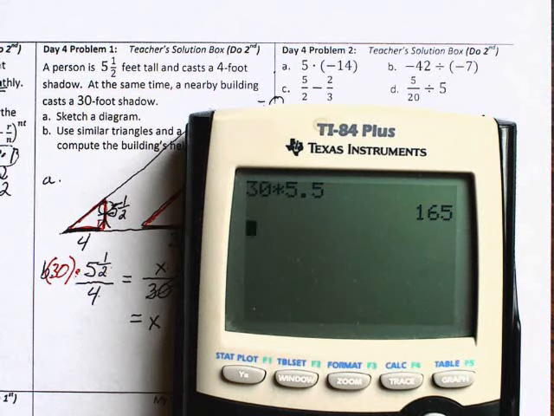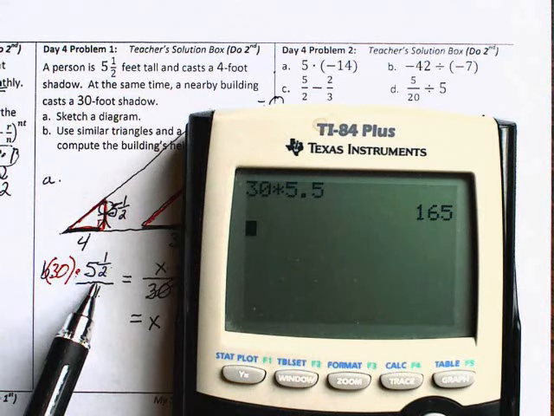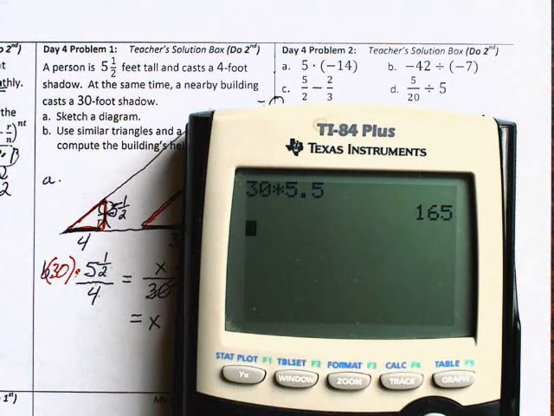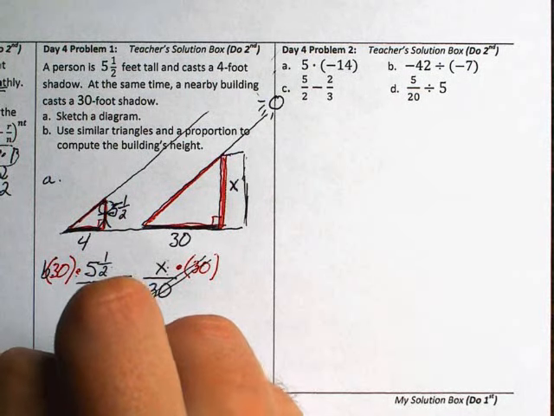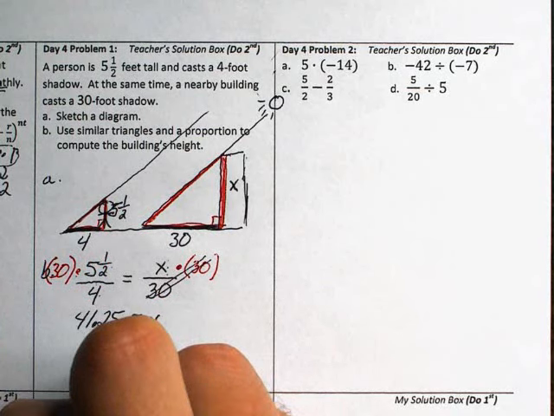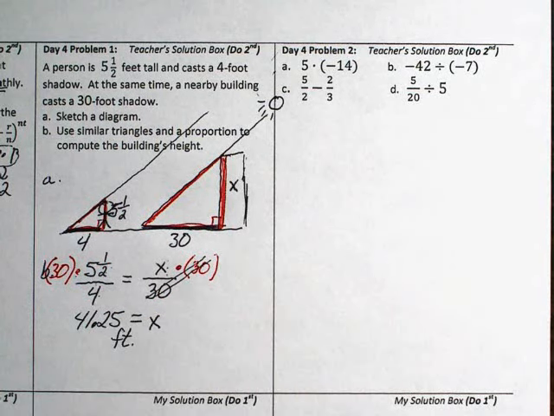30 times 5.5. And now we can do the divide by 4 piece. So divide by 4. Enter. 41.25 feet. And so we were able to find the height of this pretty tall building, not by measuring the building, but indirectly, because there was a person standing nearby and a shadow. And by measuring the person and the shadow, that allows us to get the height of the building through indirect measurement.